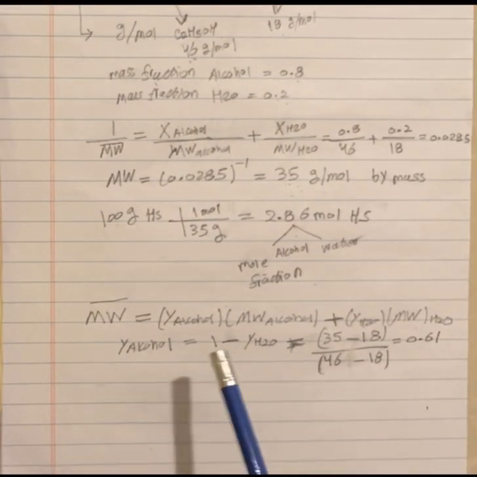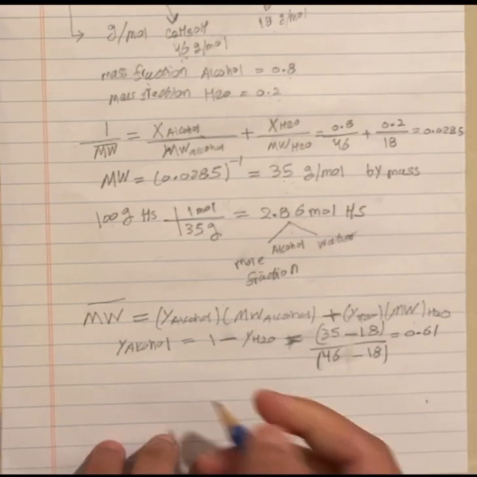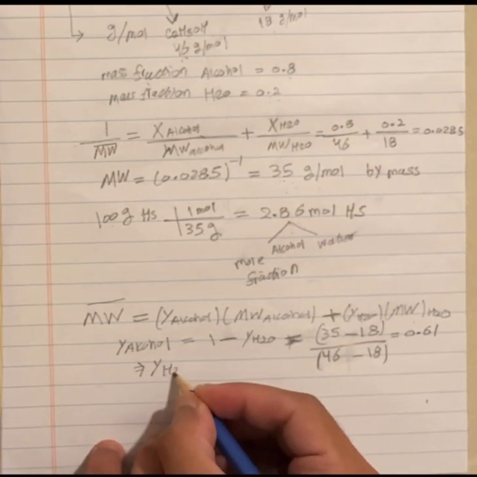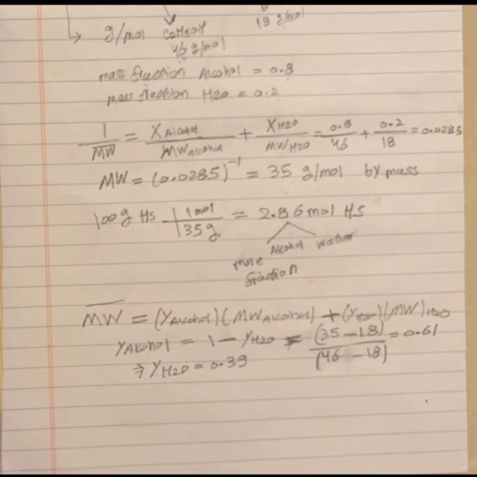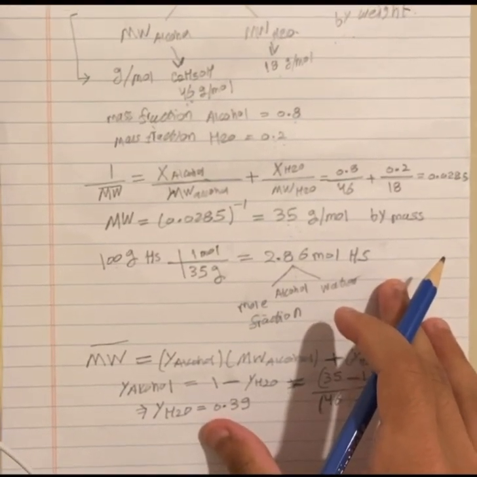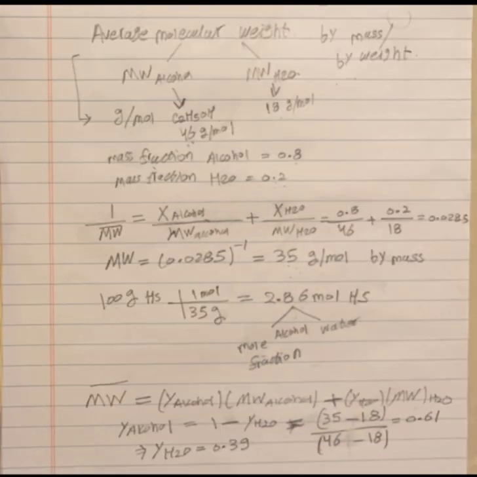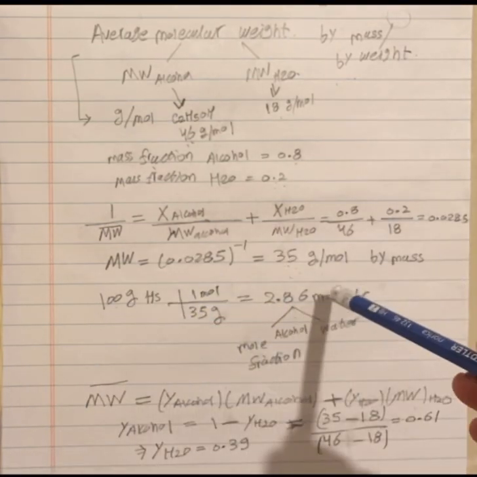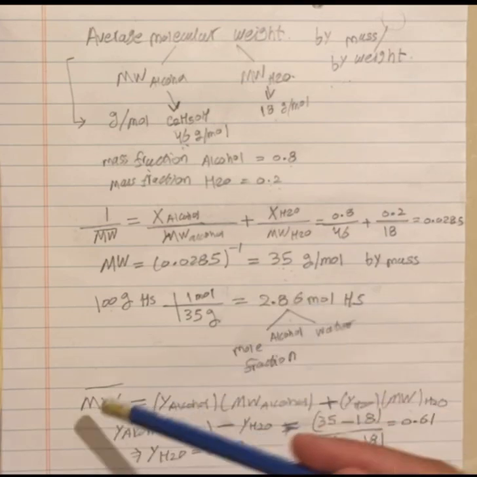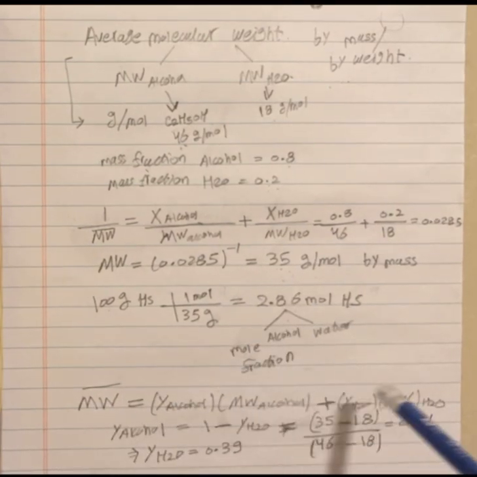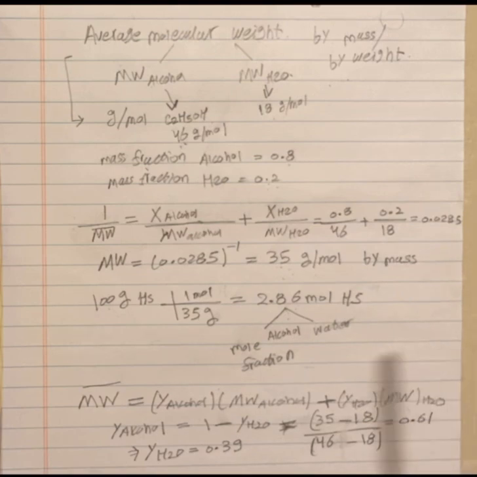Now, because I said that y alcohol equals 1 minus y H2O, then it means immediately the balance is equal to 0.39. A quick recap: we used the mass fraction with the total solution of hand sanitizer to find the average molecular weight in terms of mass by weight. We took this mass by weight, used it as a conversion factor to convert from gram to moles. We took it and then used it along with the molecular weight of the pure component of alcohol and water to find the mole fraction of alcohol and water.